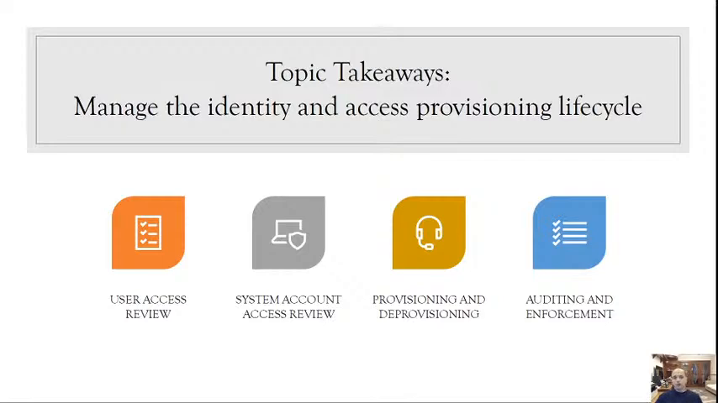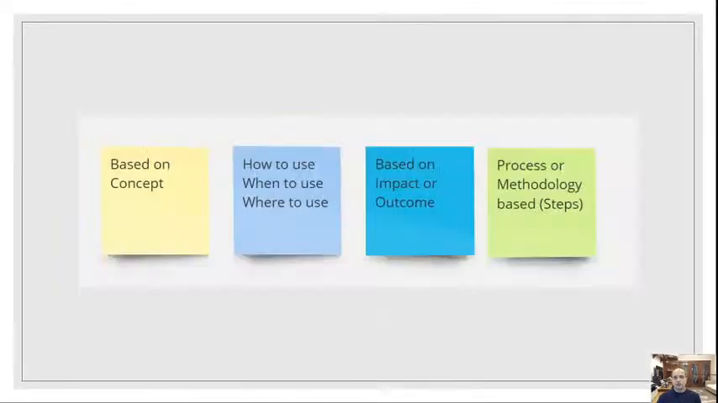Okay, then last is auditing and enforcement. We need to keep on auditing the access control of the users, and we also need to enforce the organization's policy on user access. So with this, friends, we have done a quick cover-up of the whole Domain 5 of CISSP, that is, Identity and Access Management.